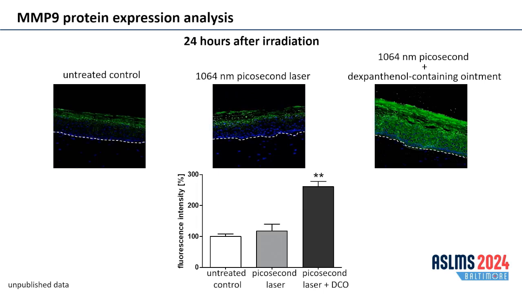We also investigated the effects of LIOB on the protein level and performed immunofluorescence staining with some of the markers that we found in the NGS analysis. These data, for example, show the expression pattern of MMP9, which is a known regulator of the wound healing response. And here we detected a trend towards an upregulation of MMP9 after picosecond laser radiation, which was significantly enhanced by the post-treatment with the dexpanthenol-containing ointment.